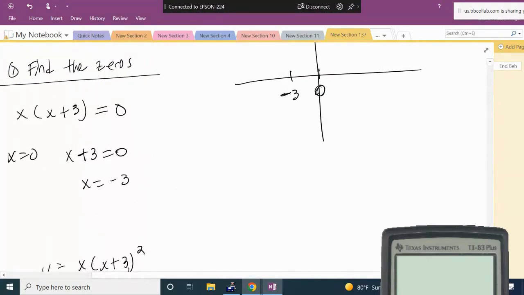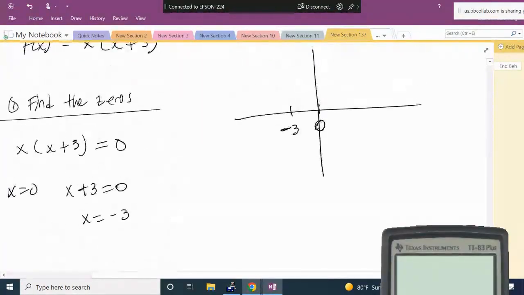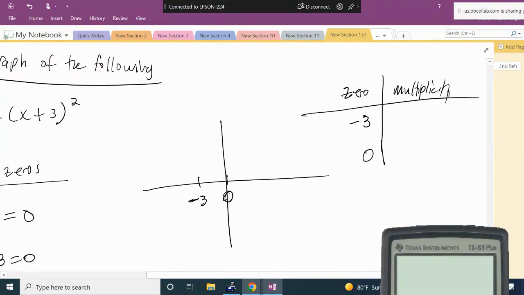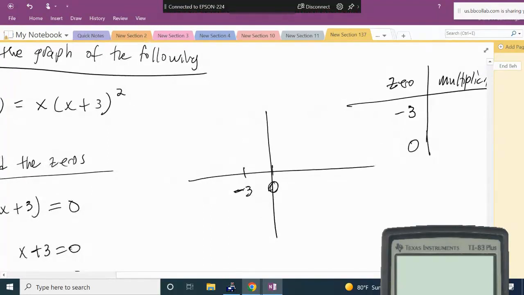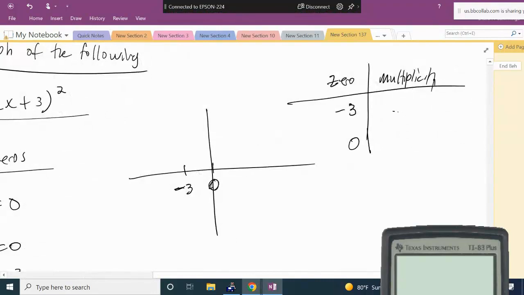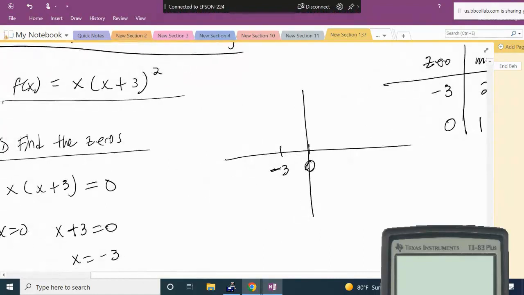I know that I have the zeros and a multiplicity. Right, so we have 2 zeros, -3, and we have 0. So if I pull out my multiplicity just based on my function, -3 has a multiplicity of 2. Right, so anything that has a multiplicity of 2 is going to hit the x-axis and bounce off. 0 has a multiplicity of 1 because the power on x is 1.